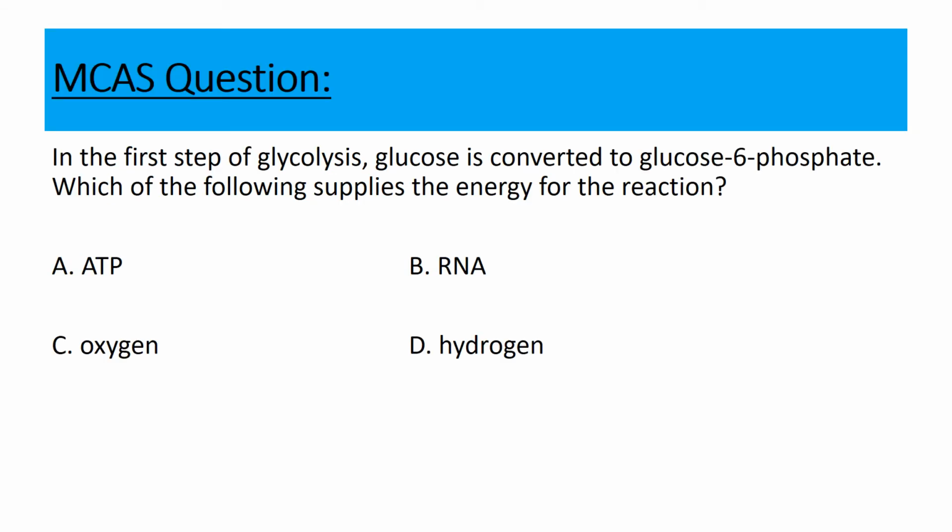In the first step of glycolysis, glucose is converted to glucose 6-phosphate. Which of the following supplies the energy for the reaction? Well, we didn't talk about glucose 6-phosphate, but you don't really need to know about it to answer this question. We're talking about supplying energy for a chemical reaction in a cell. The answer is A. ATP is what cells use for energy.